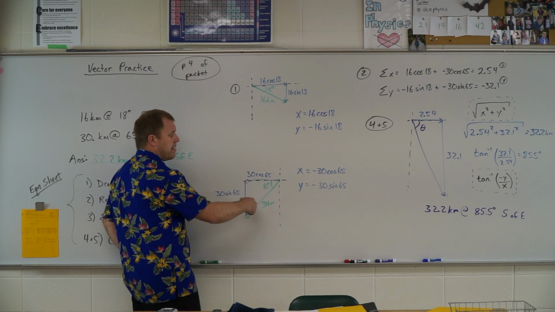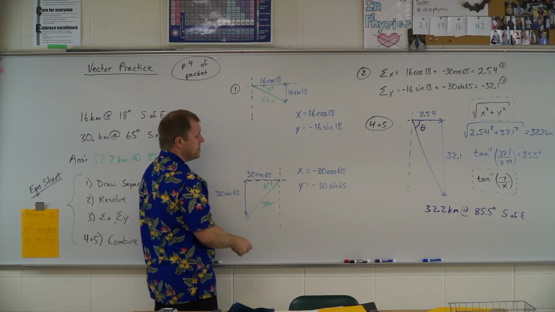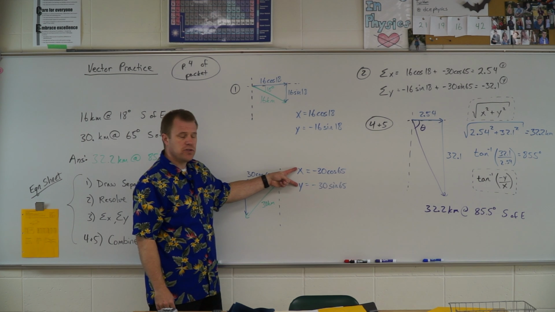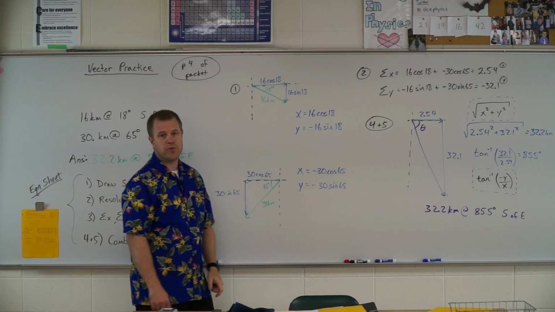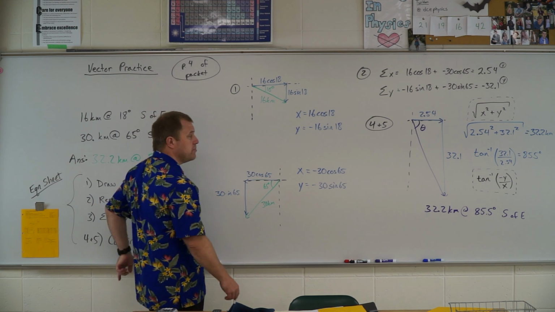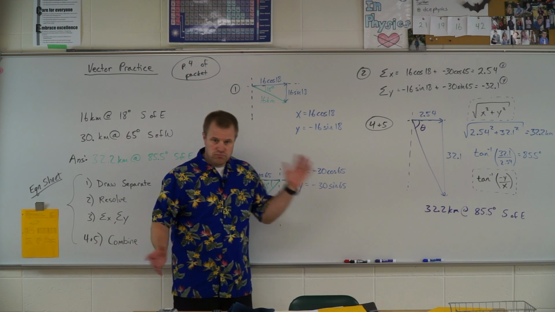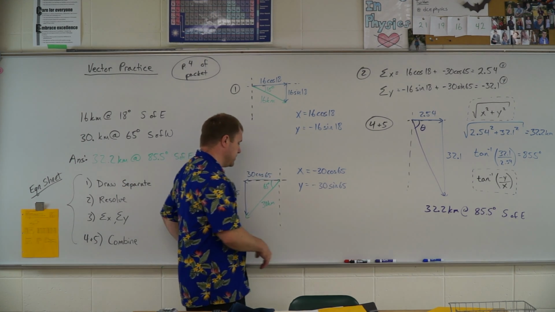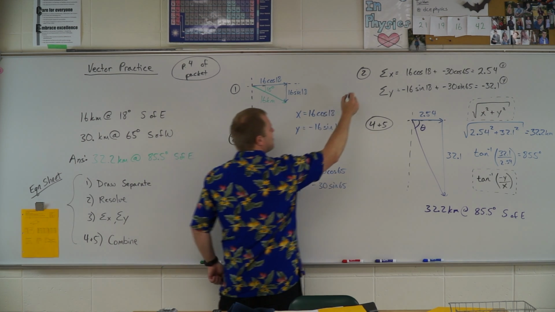For our 30 kilometers at 65 degrees to the south of west, I draw it, resolve it into components, write out those two components. Note it's pointing to the left and down, so it's negative in both the x and y. Step 2, right here, is resolve them. We did that. So we did step 1, we did step 2. Oops. Step 2 and step 3 up here.